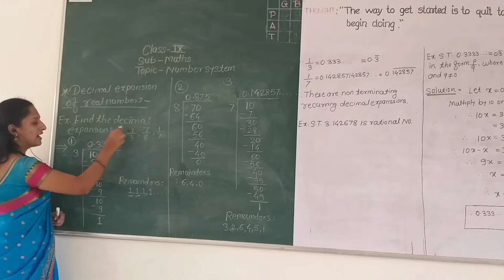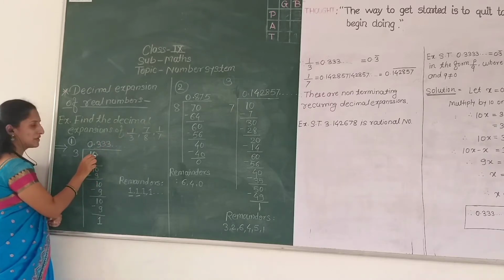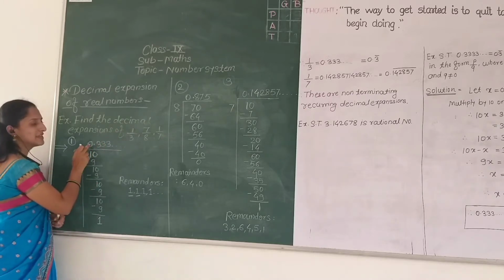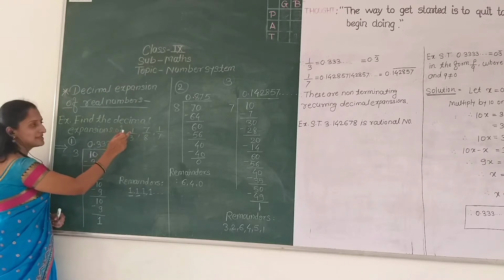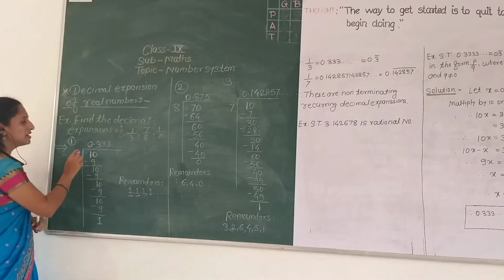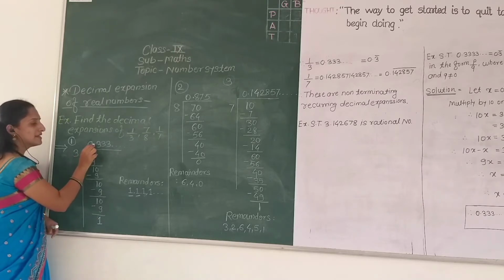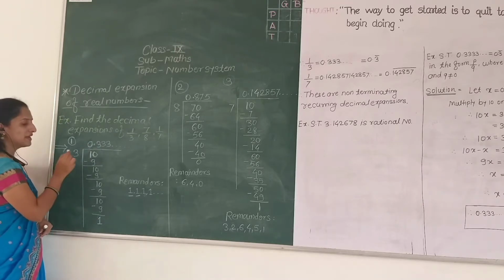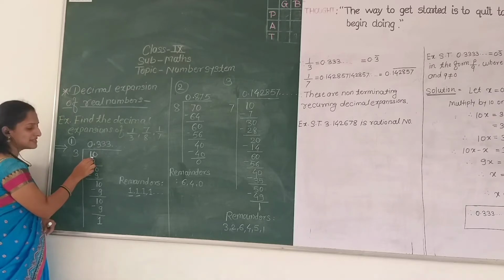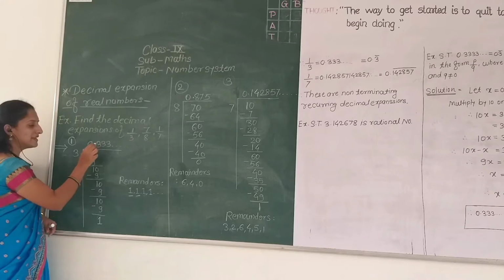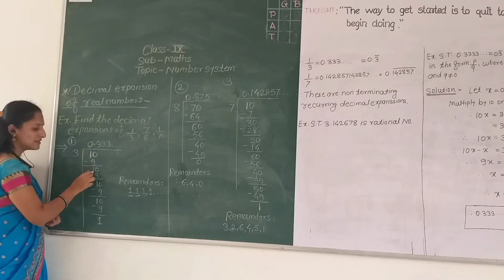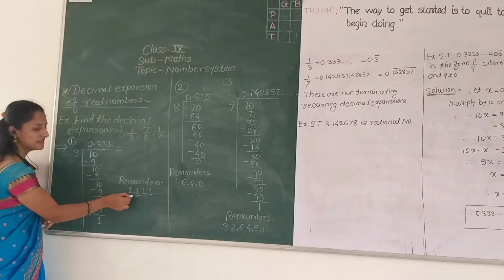That's why I place 0 here. My first quotient is 0, since 1 is not divisible by 3. So I put a decimal point. Now the number is 10. Now 10 is divisible by 3. 3 3s are 9, so 10 minus 9 is 1. So my first remainder is 1.